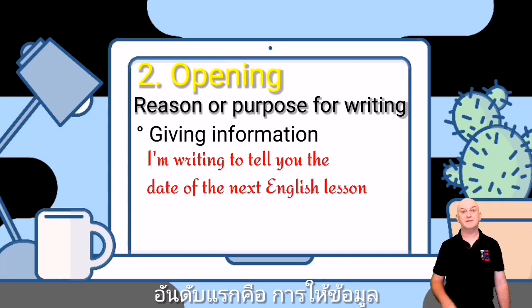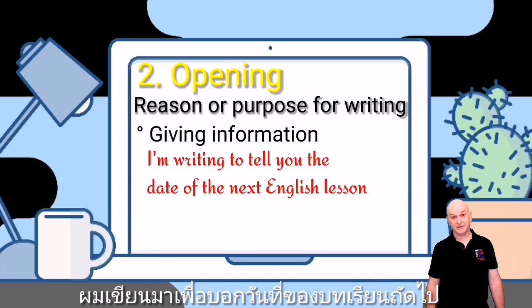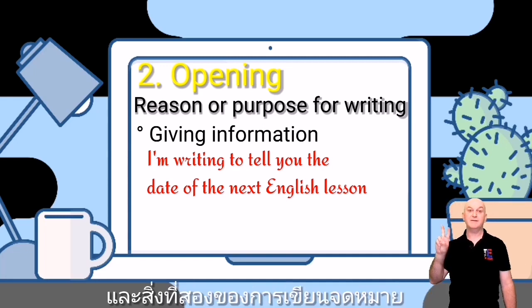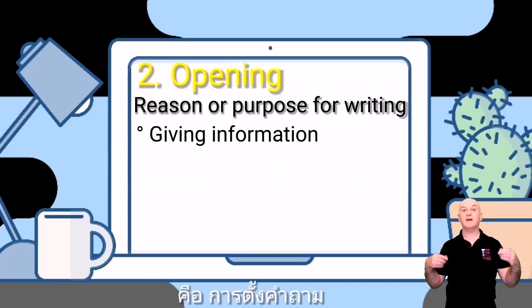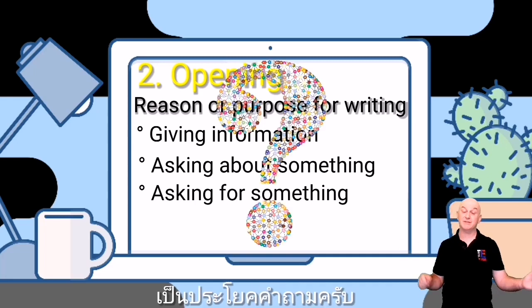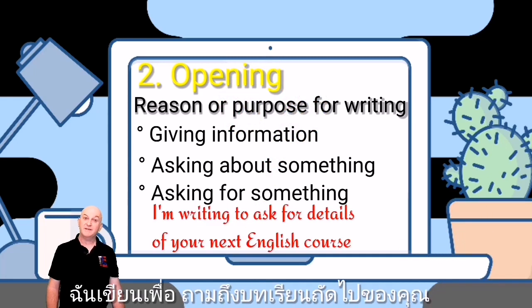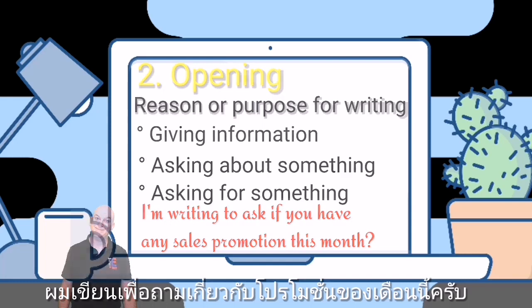So, I'm writing to tell you the date of the next English lesson. Or the second thing that is often the case with emails is that we're asking about or asking for something. It's a question. I'm writing to ask for details of your next English course. I'm writing to ask if you have any sales promotion this month.